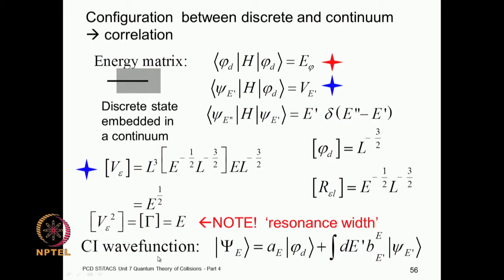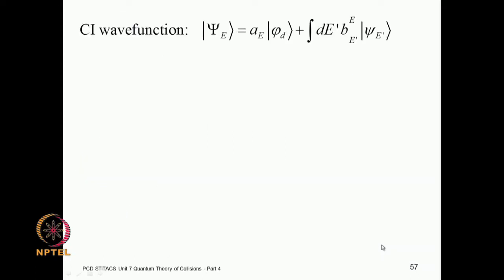Now the configuration interaction wave function will be a superposition of the discrete state and the continuum state, and for the continuum you will have an integration over a range of energies, dE prime. So this is your configuration interaction wave function, and now our task is to determine these coefficients A and B and go from there. Okay, so here we are. So this is our Schrodinger equation.